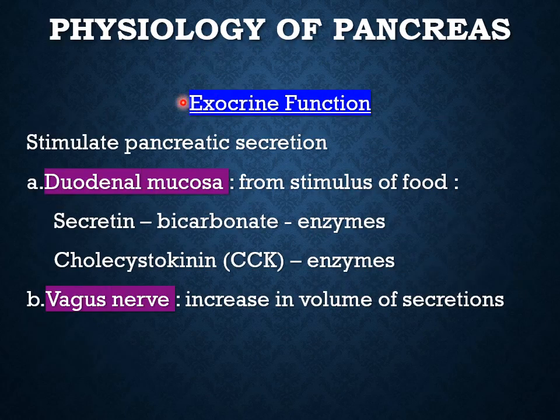Now, the exocrine function being the most predominant function of the pancreas, what stimulates its secretion? What stimulates the pancreatic secretion of these enzymes? Basically, the stimulus comes from two main sources. One is the presence of food in the duodenum, which stimulates the duodenal mucosal cells to secrete secretin and cholecystokinin, which have a positive influence on the pancreatic secretions. The second stimulus is the vagus nerve, which increases the volume of these secretions from the pancreas.